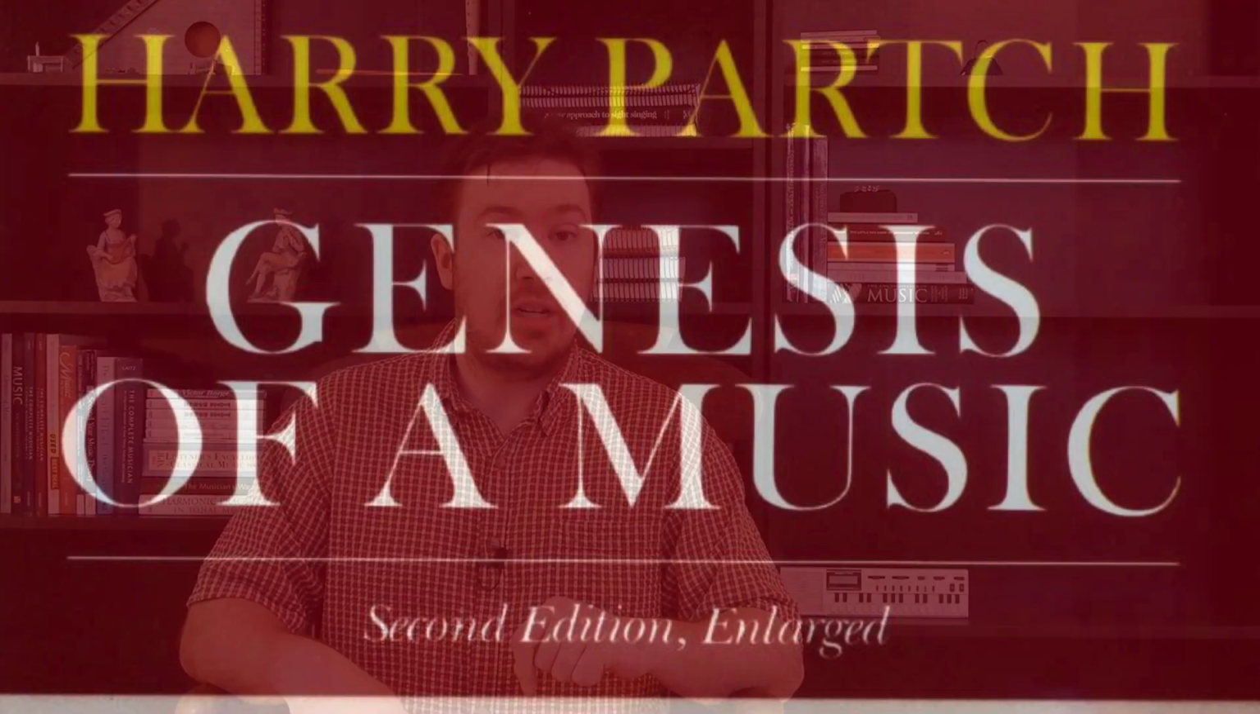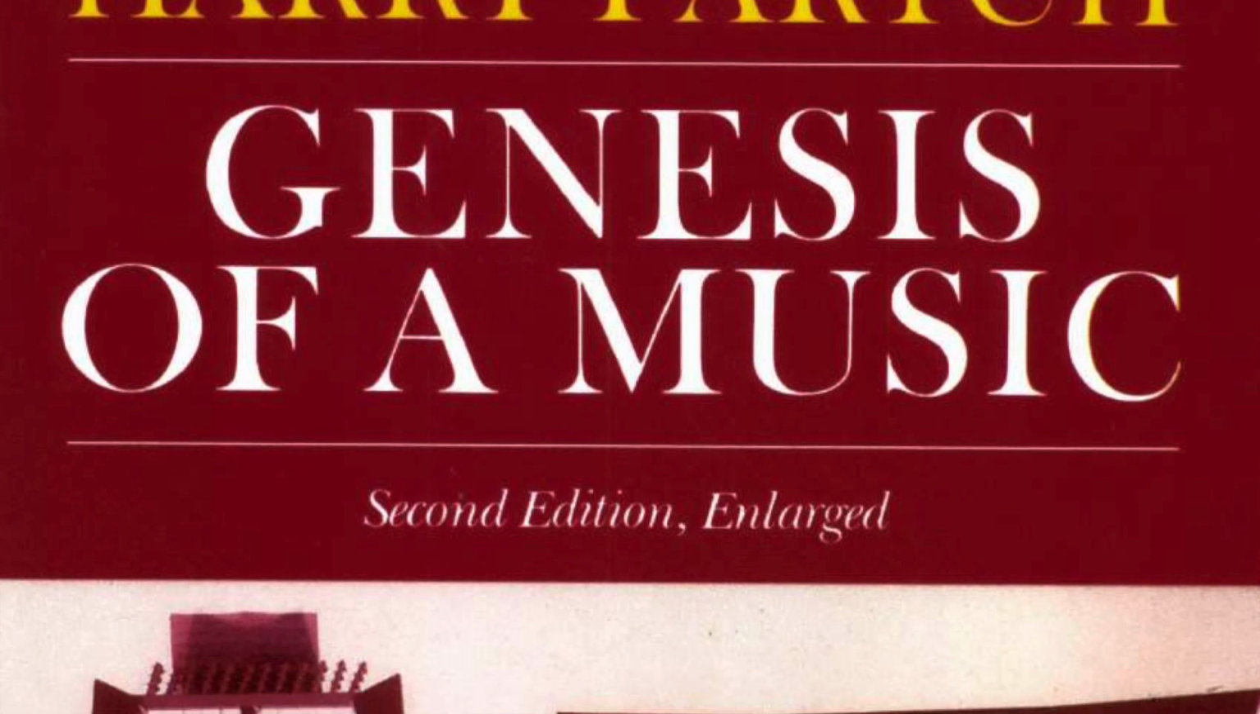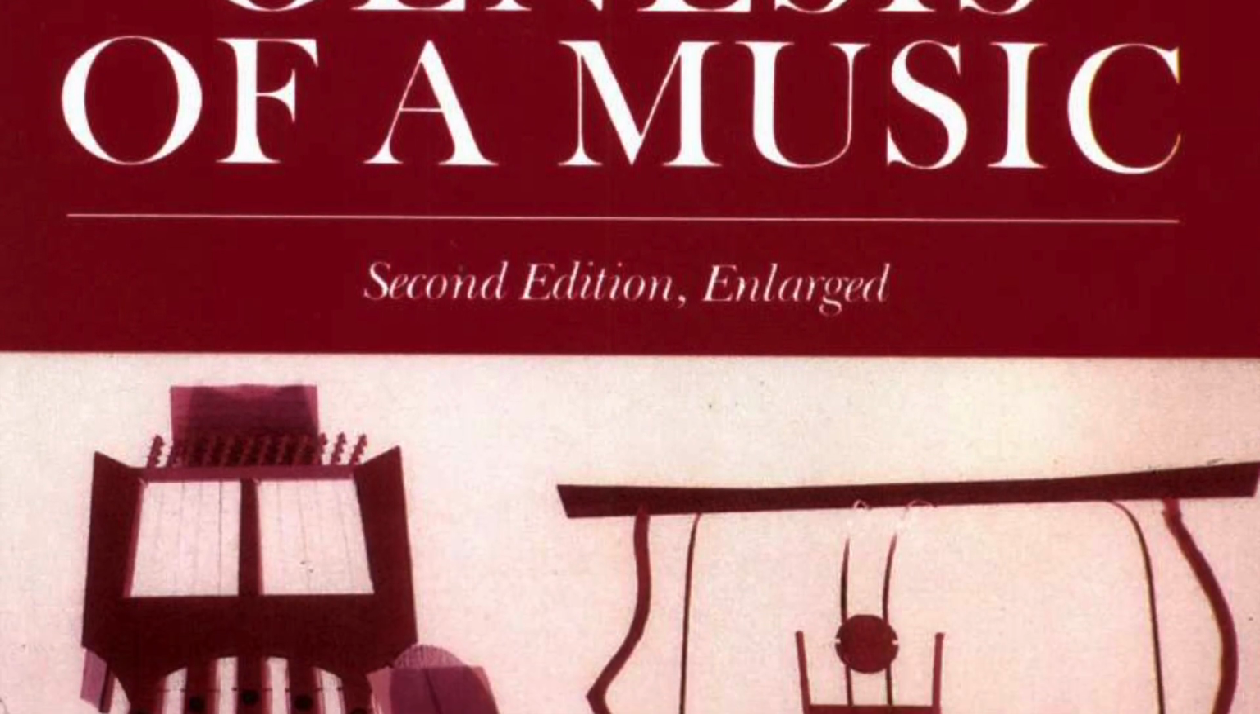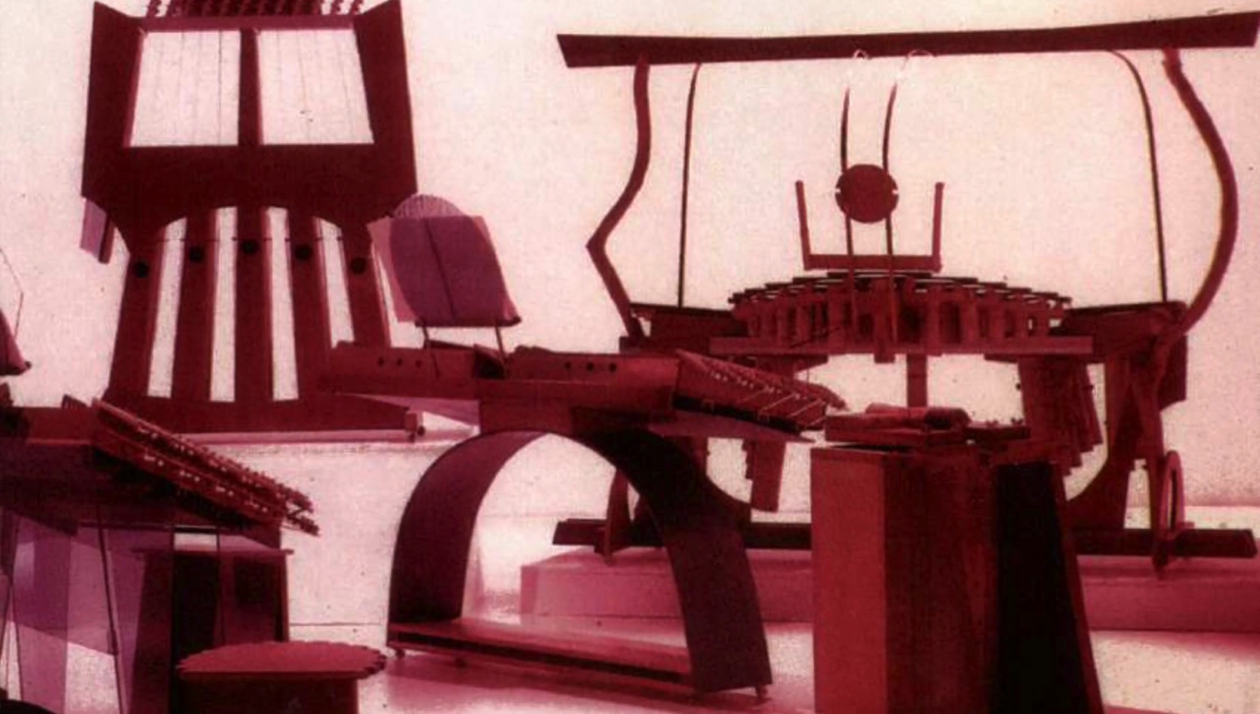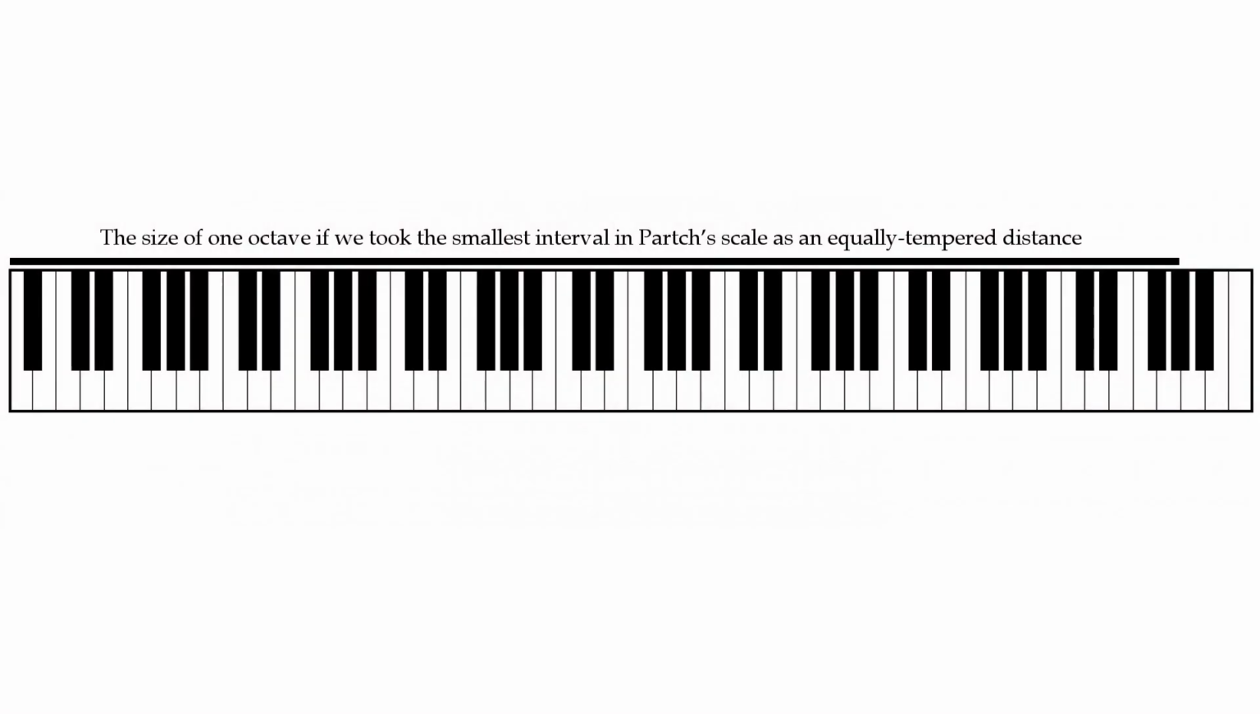Partch noted in his book Genesis of a Music that the smallest interval in this scale was 14.4 cents, and if you were to take this as your equally tempered distance between each note of the scale, you would actually end up with 83.3 tones to an octave, which proves how much give and take there is in the Partch system between any 2 given notes.